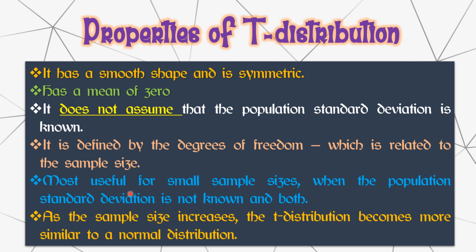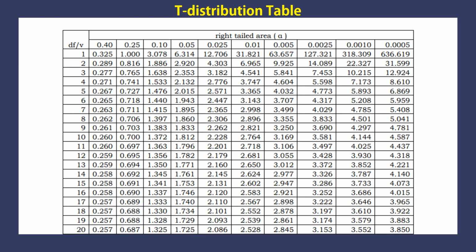So it is most useful for small sample sizes when the population standard deviation is not known, or both. As the sample size increases, the t-distribution becomes more similar to a normal distribution, as I have talked about a while ago.